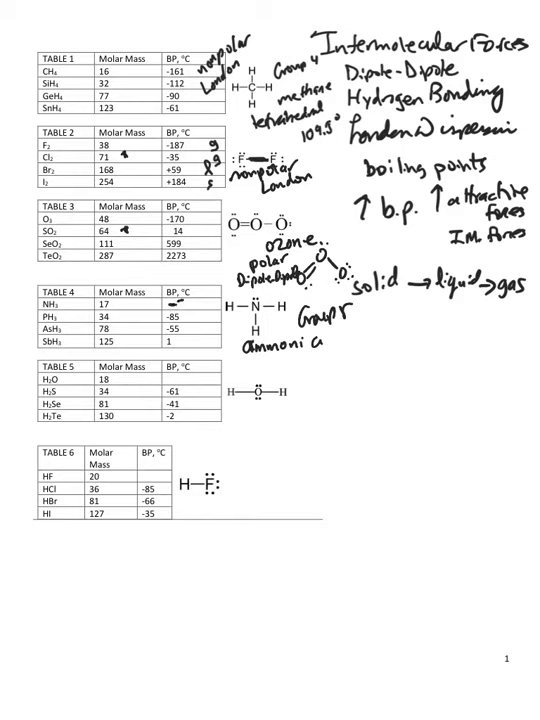Well, actually, ammonia has a boiling point of minus 28. It's out of kilter, out of whack, out of line with these others. So we're going to have to come back and talk about this.